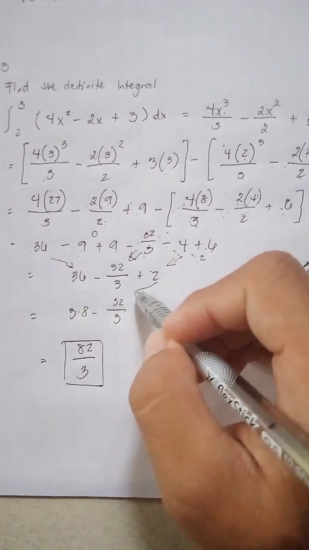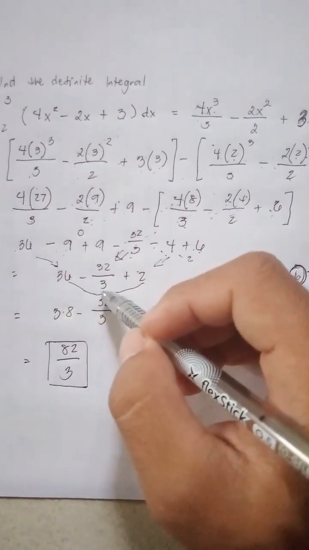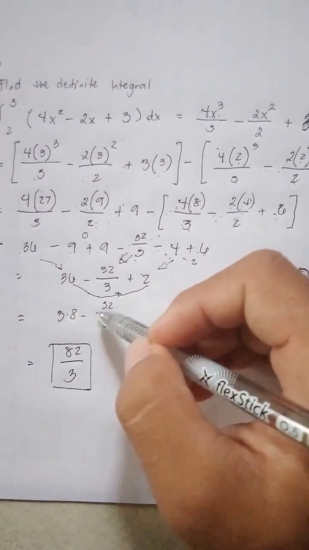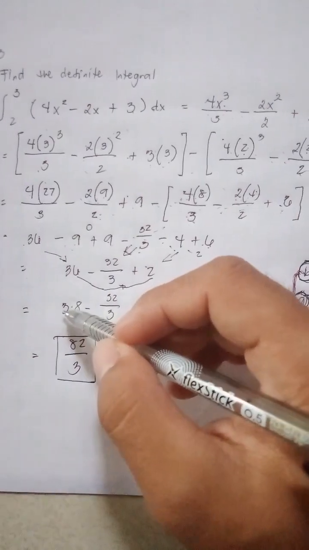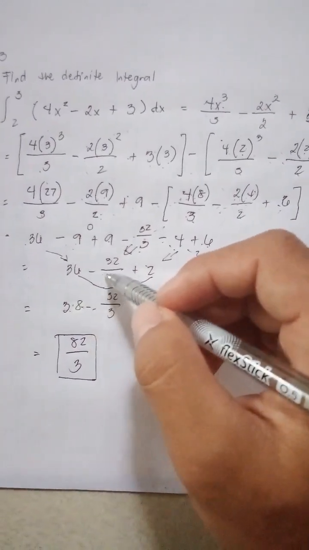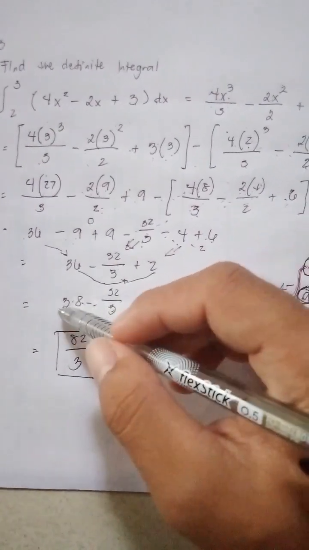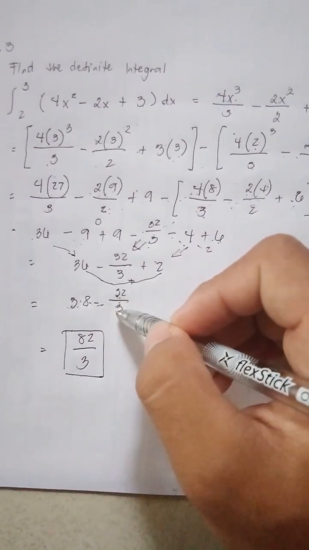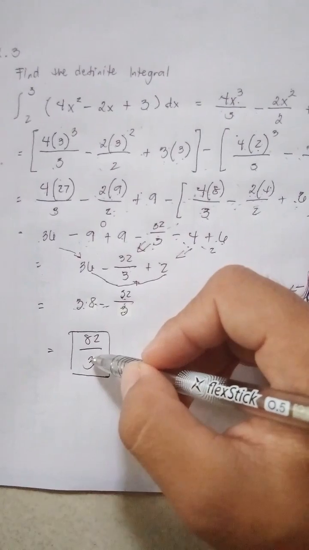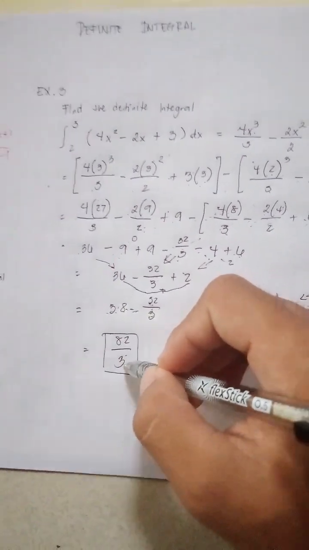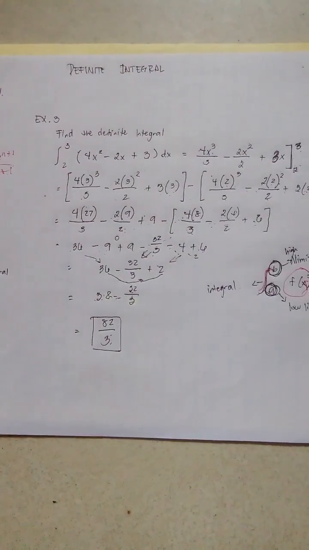Then we add here: plus, it became 38. Then we just bring down this 32 over 3. 38 minus 32 over 3 equals 82 over 3. And that's all. Thank you for watching.